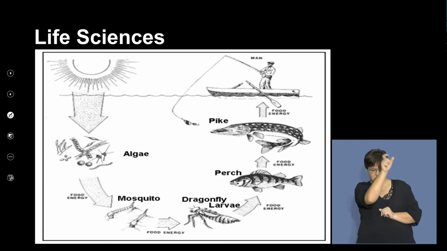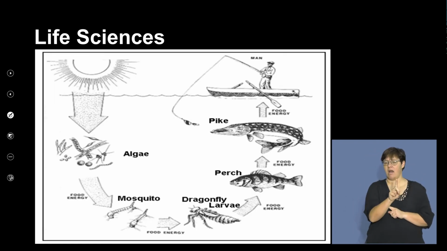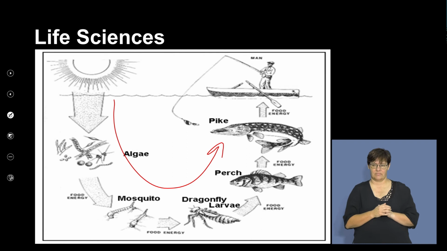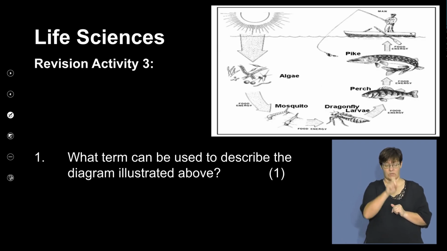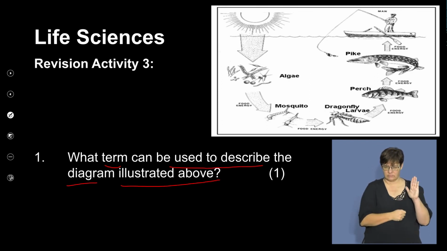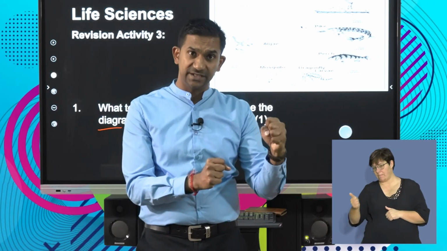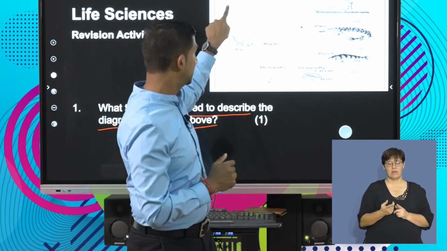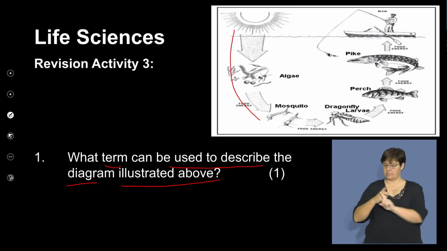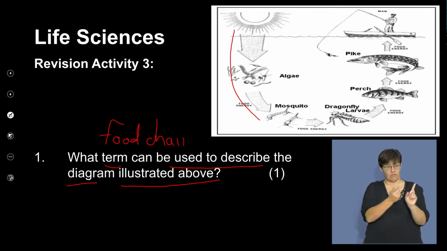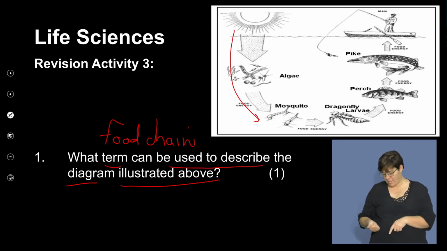So let's consider this. As I've enlarged on that, we can see that this is a flow diagram showing you the transfer of energy from one trophic level to the next. Right, let's take some questions. What term can be used to describe the diagram illustrated above? As I mentioned, a diagram where energy is passed down from one level to the next in a linear fashion. We can see that it's a one direction movement. We refer to that as a food chain. So this is an illustration showing you a food chain, and essentially it's showing you how energy is transferred from one trophic level all the way to the next.